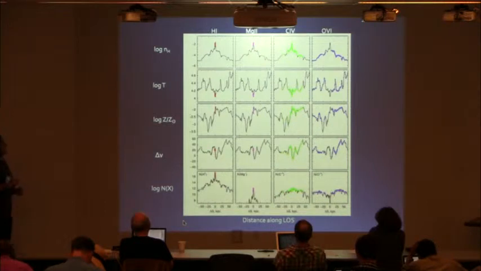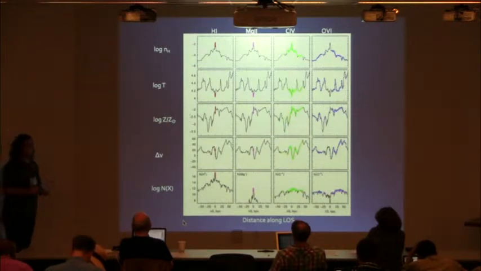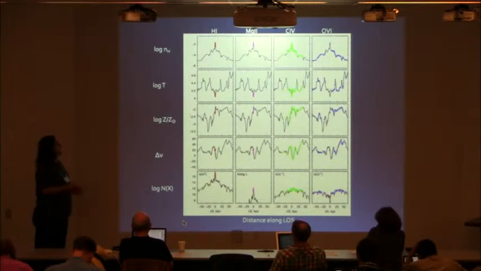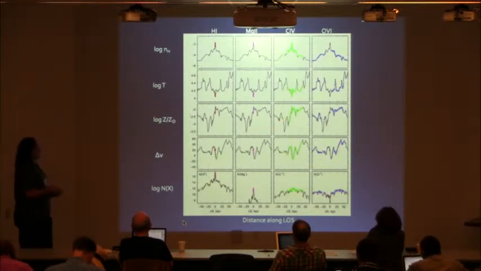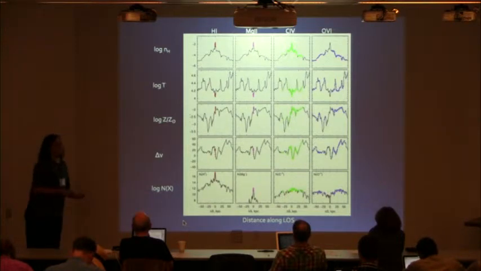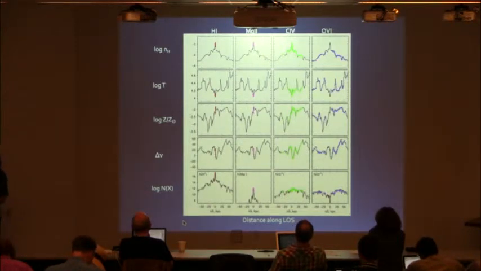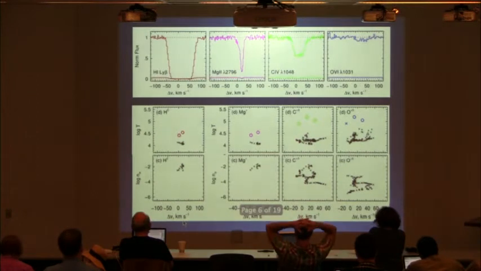So you can see that for hydrogen, all these cells in the simulation that contribute to the absorption profile reside at this peaking density, this dip in temperature, and they're all at this point in space along the line of sight. Magnesium 2 is something similar. Carbon 4 is a bit more spread out, and oxygen 6 is significantly spread out. Okay, look at these a little bit more in depth.